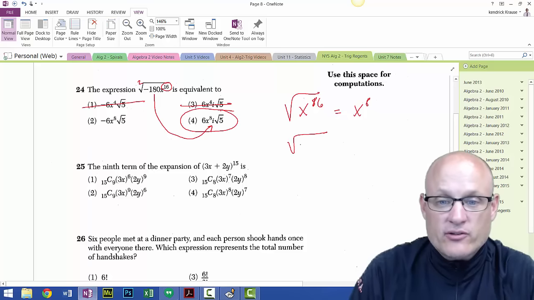And really the reason is because the square root of negative 180 scares students. The square root of negative 180 is the negative radical 36 times radical 5, and then this is just 6i.